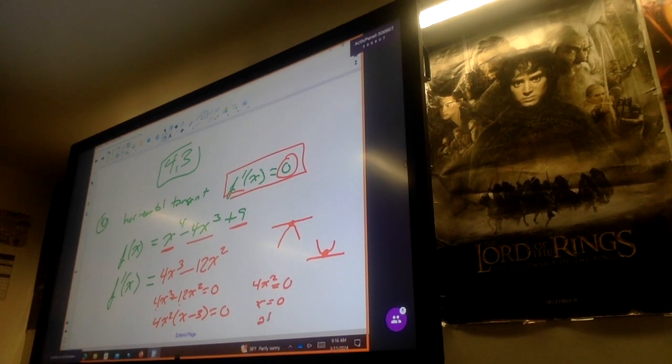So at 0, I have a horizontal line. If I set this equal to 0, so at 3, I also have a horizontal line. So basically, if I looked at an xy axis, at 0 and at 3, the graph itself is going to have a horizontal line. It means it's either at a local min or a local max. Okay? So this could do something like this. Or no, that's not it. Do something like this.